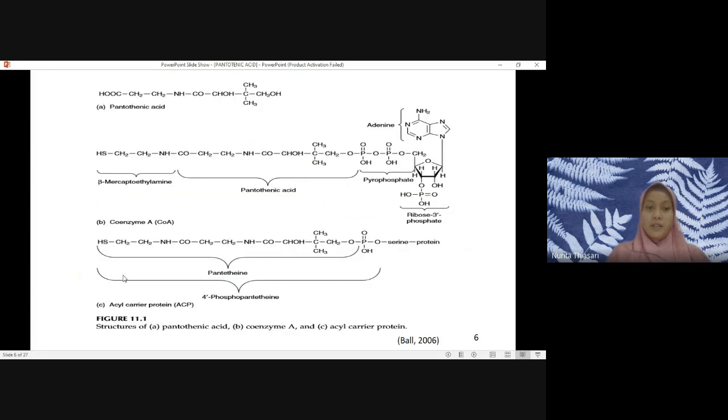And this is the structure. The first one is the pantothenic acid. The second one is the coenzyme A. So this part is the pantothenic acid, in the middle is the pantothenic acid. And the last one is the acyl carrier protein. It also has the part of the pantothenic acid, or pantetheine.